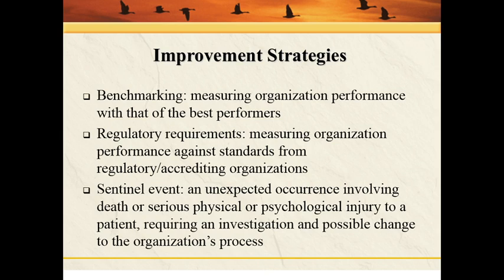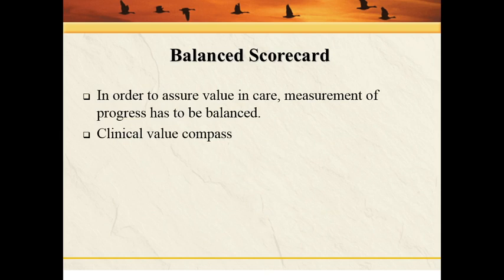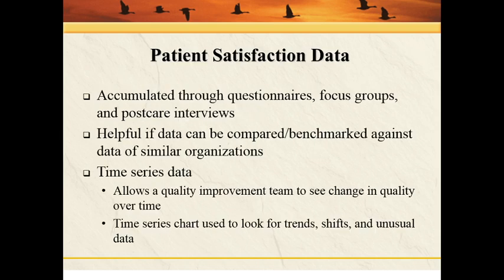And there is this balanced scorecard. I don't know whether you have heard about it. In order to assure value in care, measurements of progress have to be balanced. It should not be biased. So care, measurement and progress should be balanced, and it should be equal for each and every patient. There is another term called the clinical value compass, and these are very important.